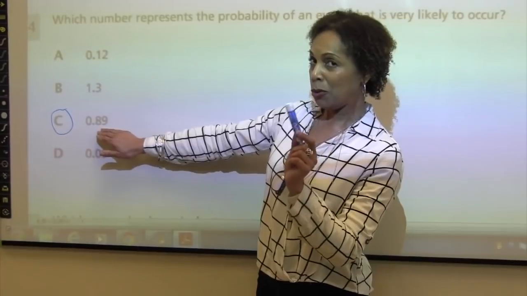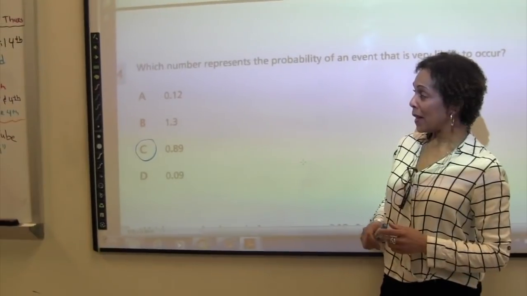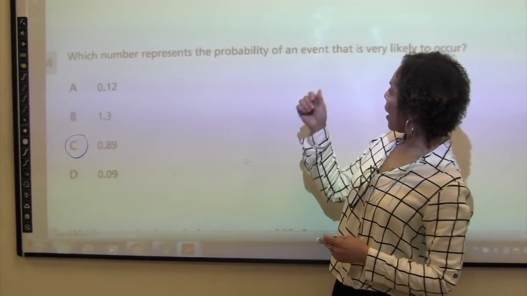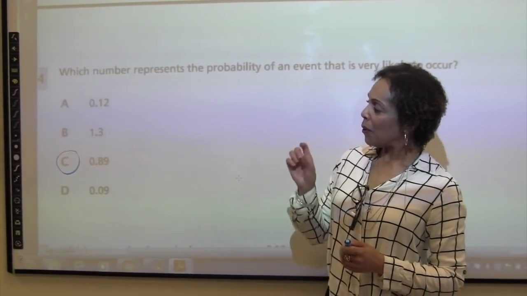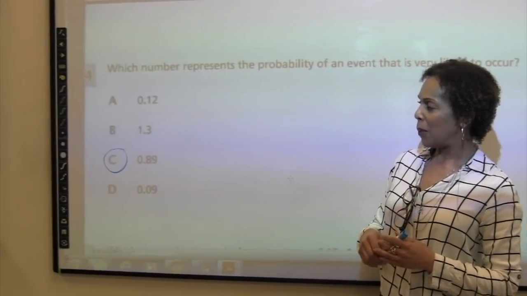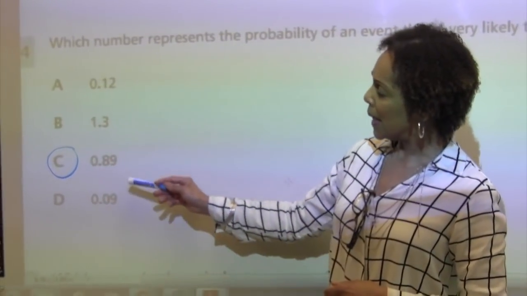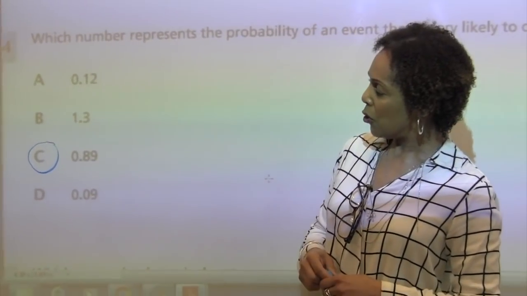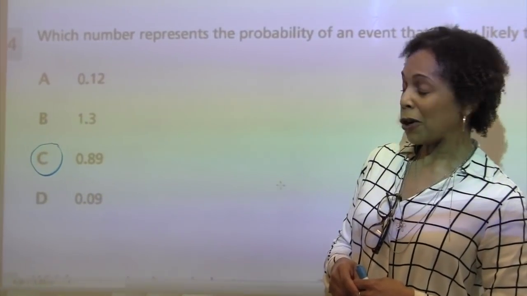Okay, so the answer we got was the letter C. And the letter C is the correct choice. Why? Why does C indicate the most probable? Well, the number that best approaches 1 is the number that would indicate the greatest probability. So given our choices, C is the number that gets closest to the number 1. So then C, as a result, would be our correct response.